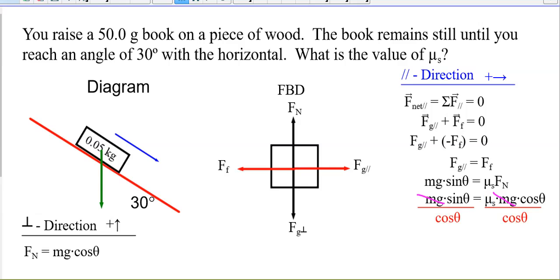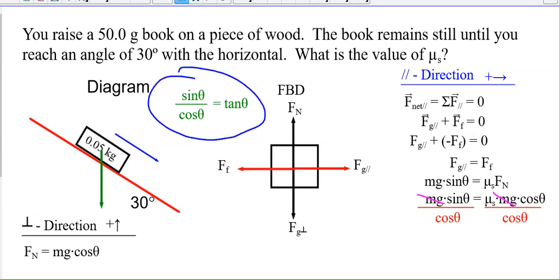Divide both sides by the cosine of the angle of incline. And if you recall from math class, hopefully you've seen this more recently, you'll probably remember it a bit better. But sine of the angle of incline divided by cosine of the angle of incline is going to give you the same thing as tan of the angle of incline. So that's just a trig identity.